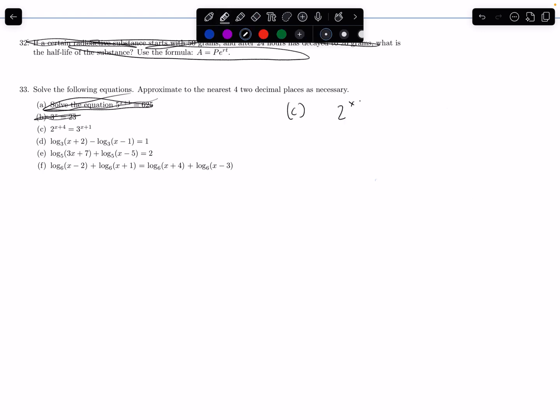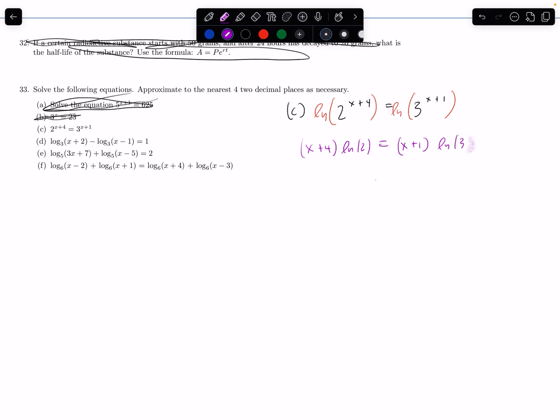Okay, 2 to the x plus 4 equals 3 to the x plus 1. So remember, exponent equation, we hit it with the ln's. If you prefer log base 10 that's okay, but I always just go to log base e or ln. So remember, ln brings the exponent down as a multiplier. X plus 4, ln of 2. This one is x plus 1, that's the exponent, ln of 3.